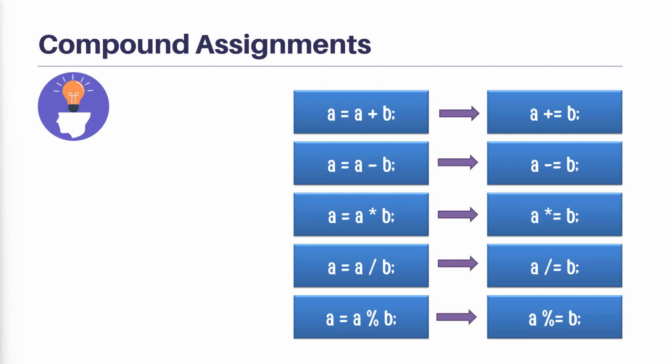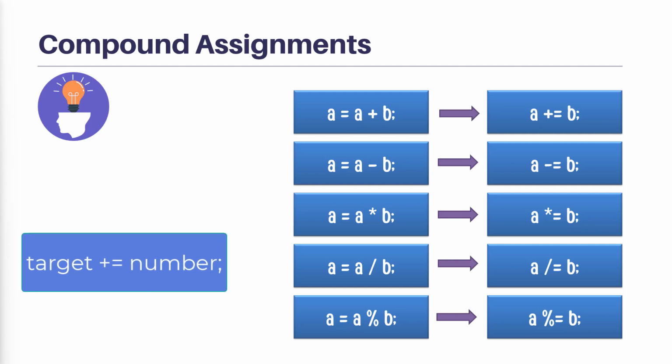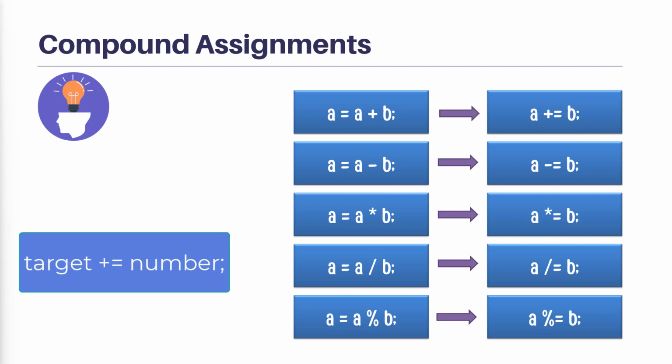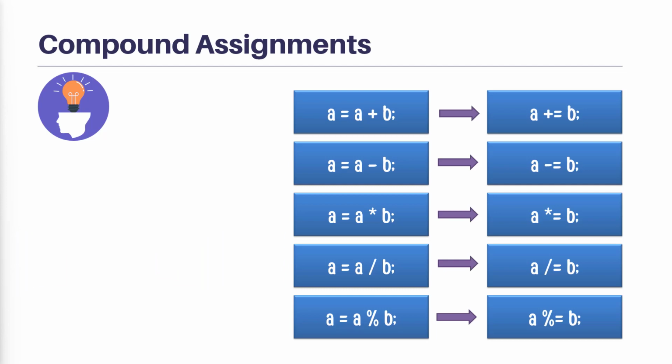On the other hand, on the right hand side, the compound assignment is used. The syntax for compound assignment is an operand followed by the addition operator followed by the assignment operator, the equal to sign, followed by another operand. This compound assignment means perform the addition of a and b and assign the result to variable a.